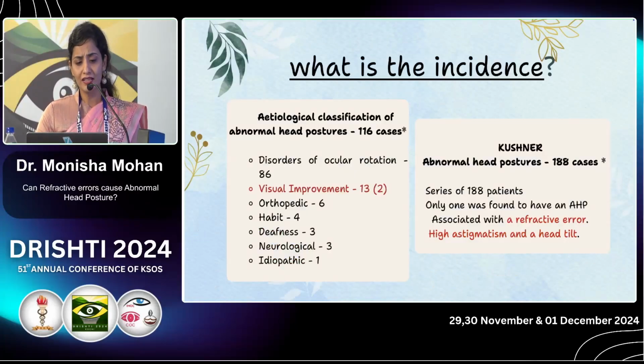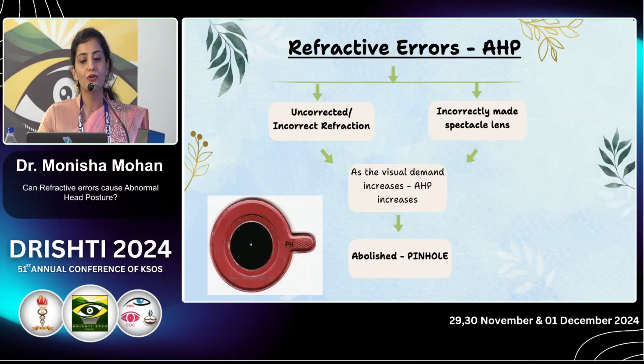Okay, so look at the incidence. You must be wondering, just one case and two cases in 116, 188 cases, one case of refractive error. Why are we even discussing this then? Even though it is so less, it is our domain, because nobody else is going to correct this refractive error except an ophthalmologist.